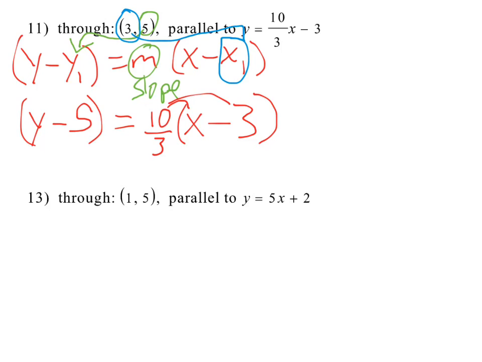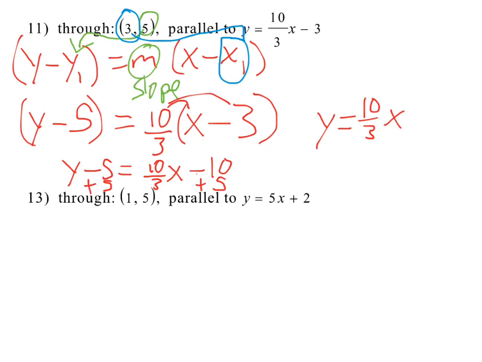You distribute this 10/3 through. I'm going to have y minus 5, so the parentheses doesn't do anything on the left side. We're going to get 10/3 x. 10/3 times 3, well, 10 times 3 is 30, divided by 3 gives you 10. So we got minus 10. And now I need to get the 5 on the other side, so I'm going to add 5 to both sides. You're going to get y equals 10/3 x minus 5. So hopefully you follow along pretty closely with that.